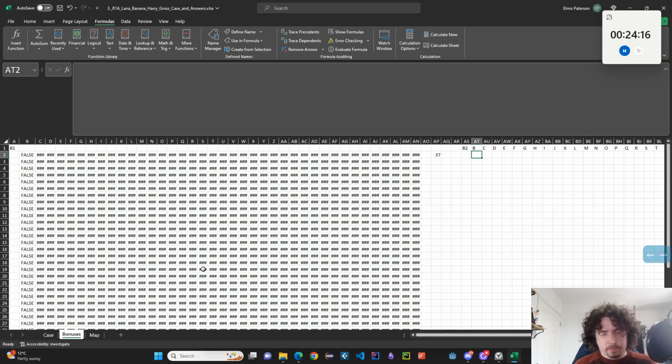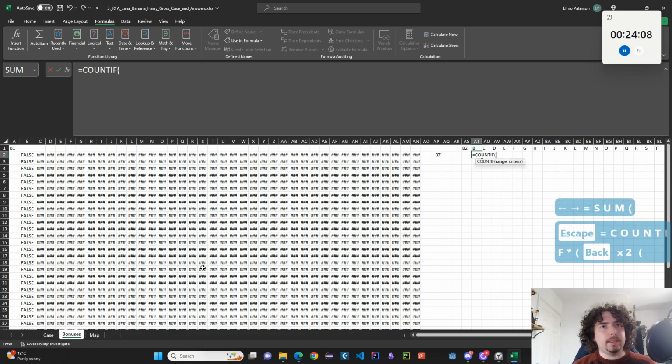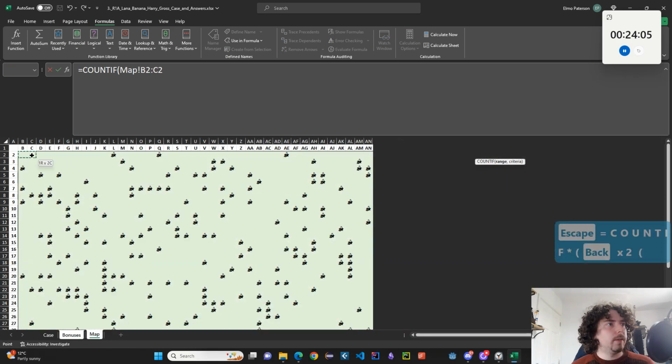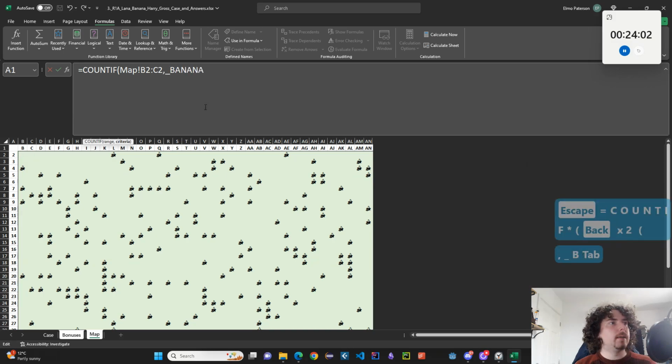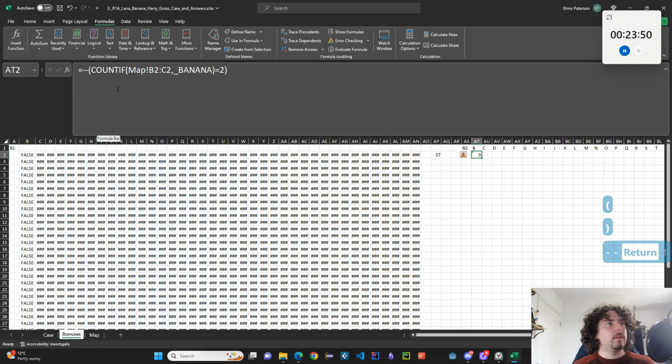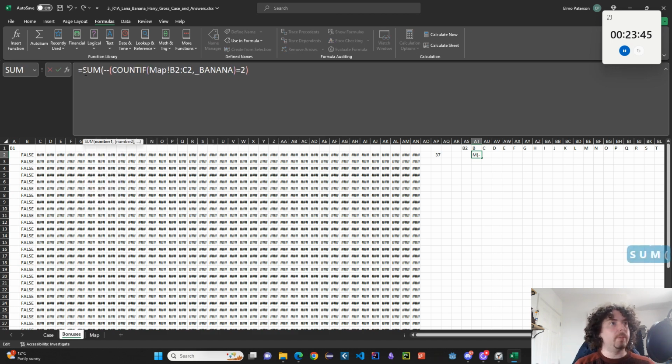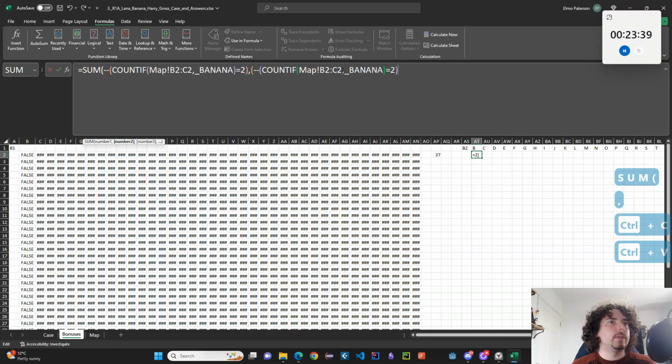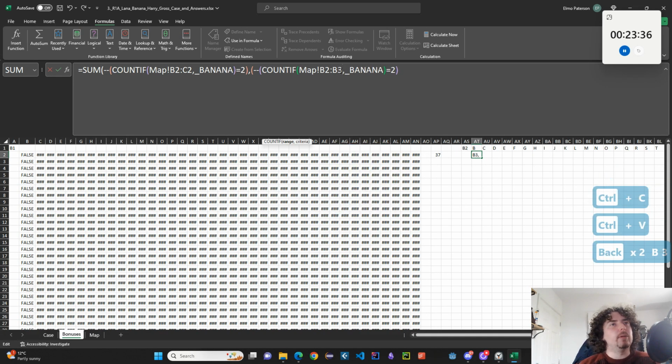So let's do COUNTIF these a banana equals 2. So that will be a 1 if there's a horizontal one, and a 0 if not. Let's wrap this in a sum. And then we want to COUNTIF the straight down version, and how we're going to do the diagonals.